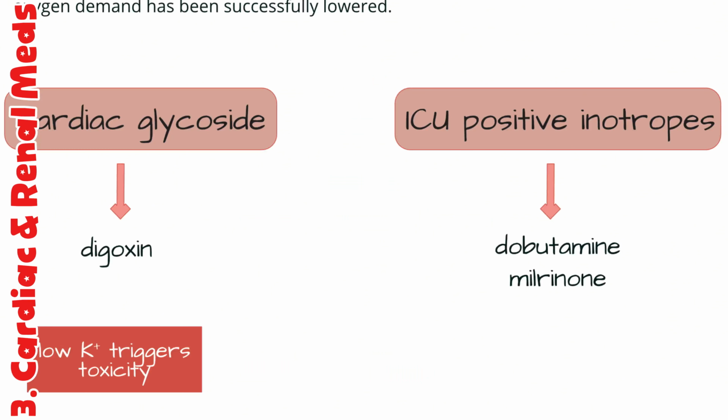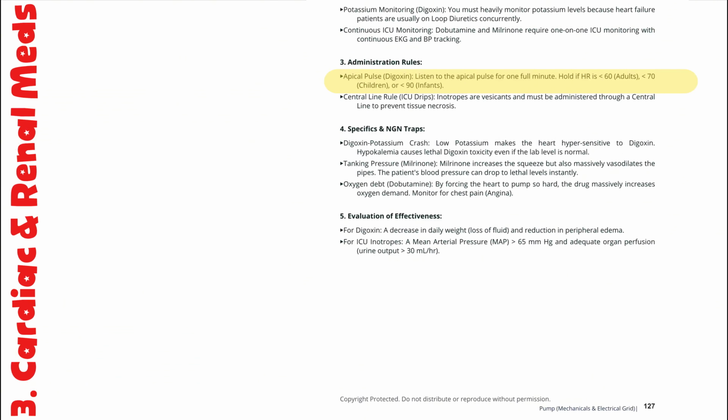Digoxin slows the heart rate while making each beat stronger. ICU drugs like dobutamine and milrinone force the heart to squeeze harder without slowing it down. Always check the apical pulse for 1 full minute before giving digoxin. Hold if the heart rate is under 60 in an adult, under 70 in a child, or under 90 in an infant. Remember, low potassium causes digoxin toxicity even at a normal drug level. And with milrinone, watch the blood pressure closely. It vasodilates the pipes at the same time it strengthens the squeeze, so pressure can crash.